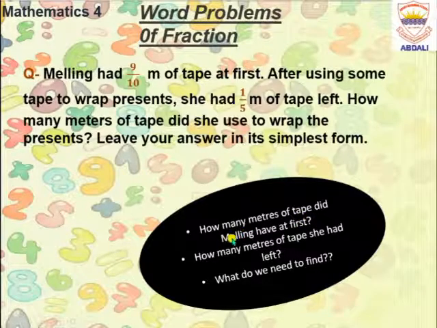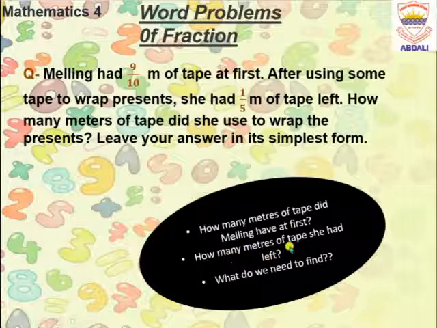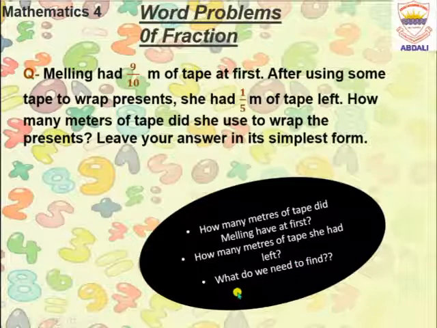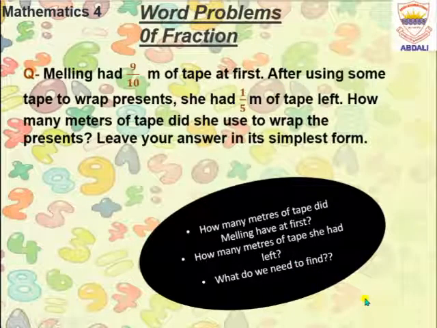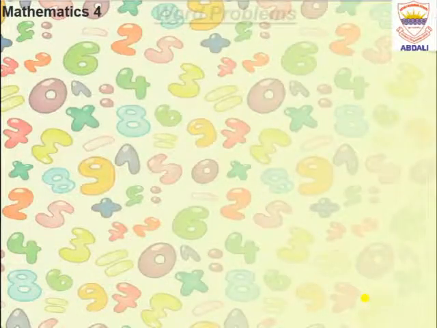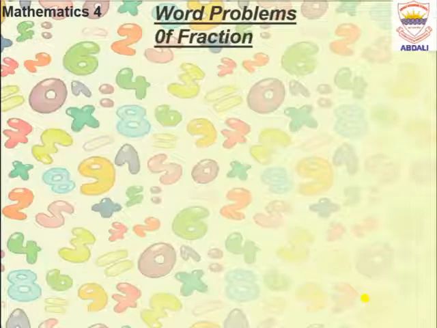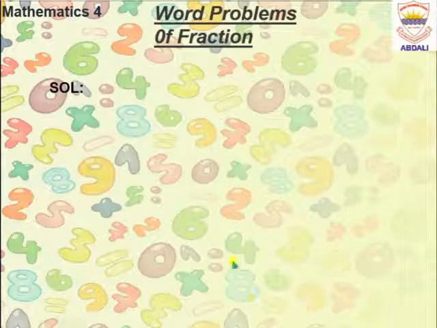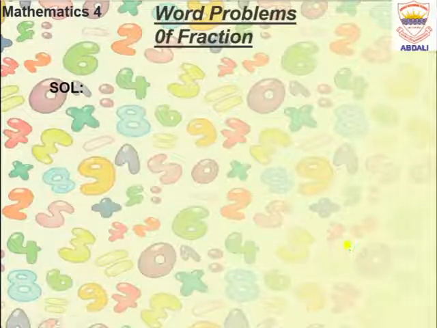Now, if you know the answers of these questions, it means you have understood the problem very well. How many meters of tape did Mailing have at first? How many meters of tape she had left? What do we need to find? If you know the answers of all these questions, let's start the second step of our word problem: write down the given information. So our first question was how much tape Mailing had? Very good.